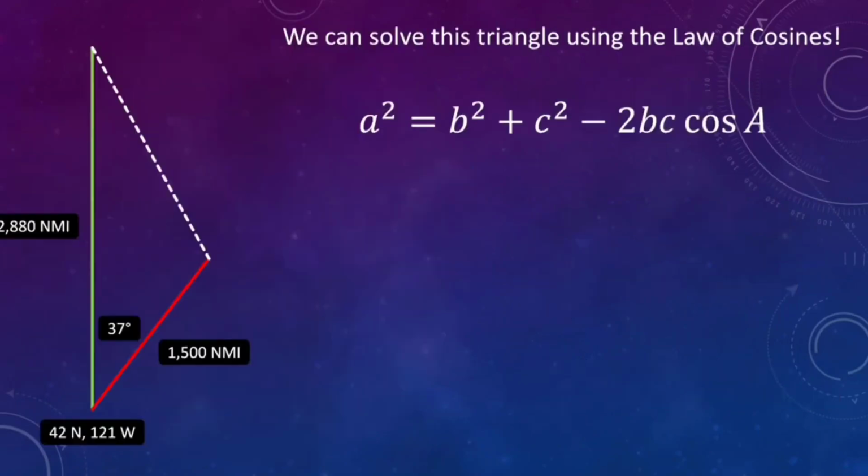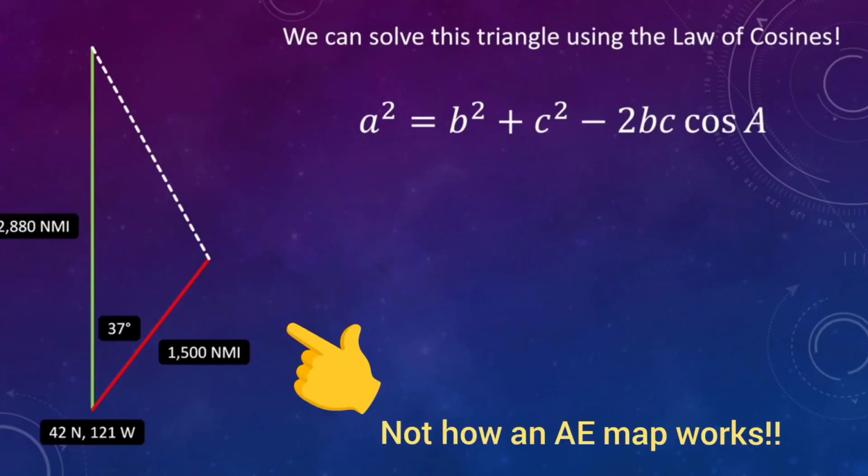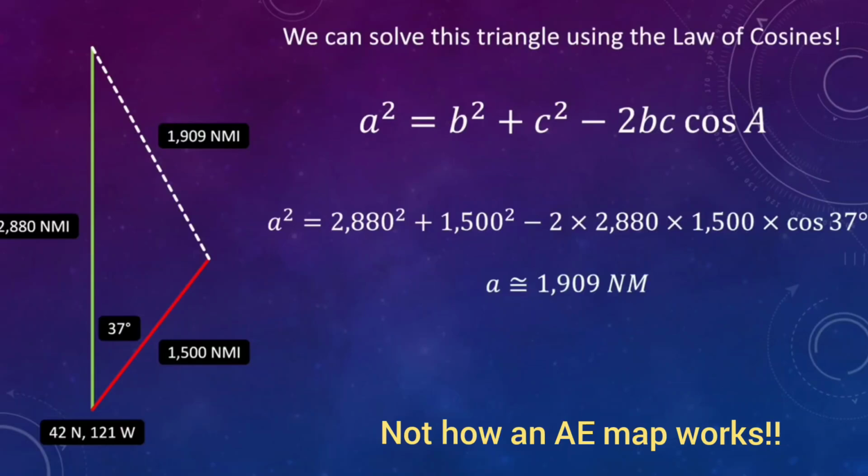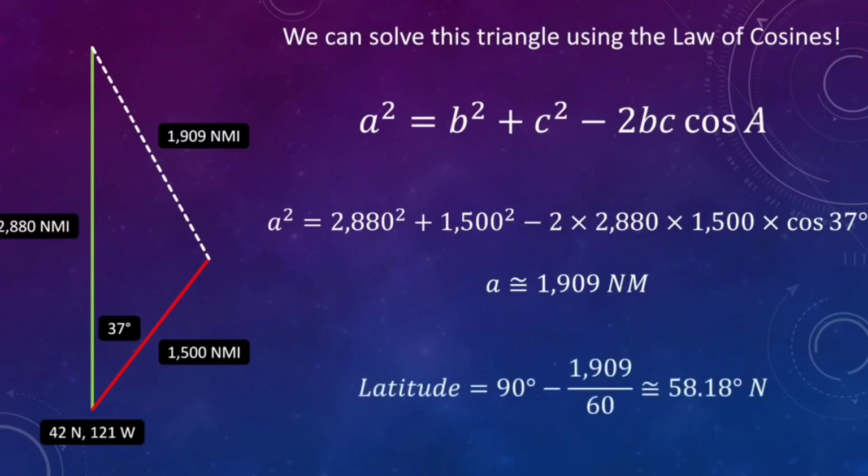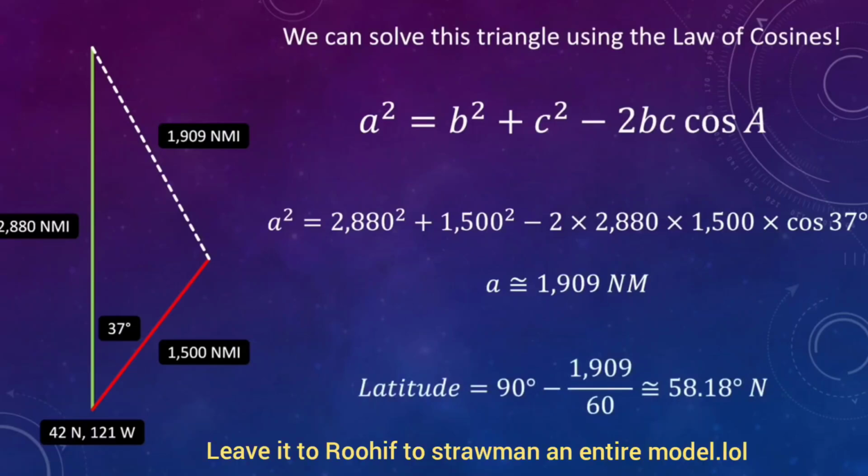So how do we do that? Well, we can actually make a triangle here, and since we've got two sides and the angle between them, we can solve this triangle using the law of cosines to get the length of the third side. And that length, of course, is the distance from the North Pole. So here's the law of cosines, and if we plug in all the values, we end up with a distance for that third side of 1,909 nautical miles. And if we use the rule of 60 nautical miles per degree, we can work out the latitude of our mystery point to be 58.18 degrees north.